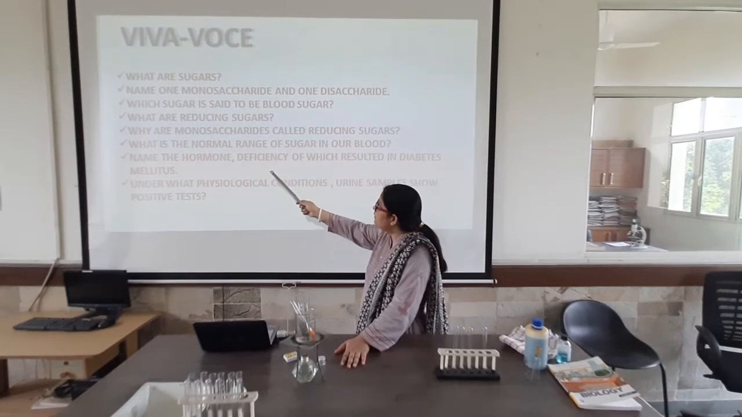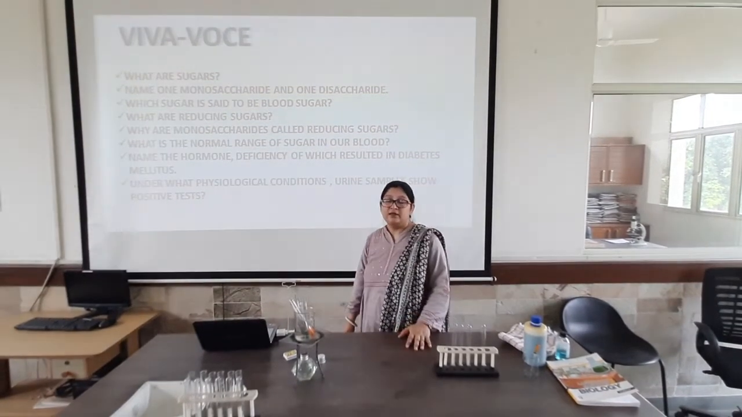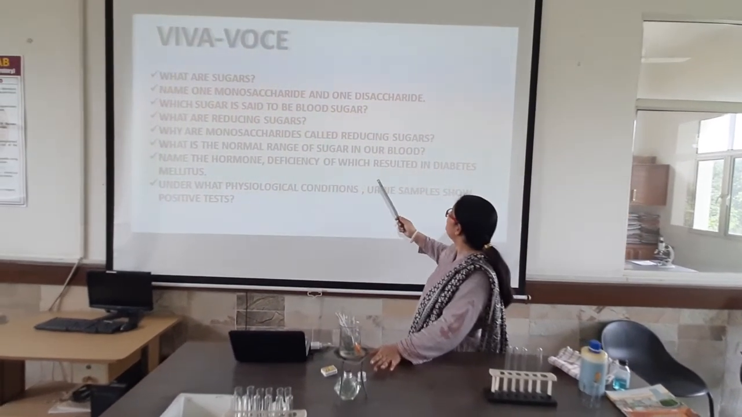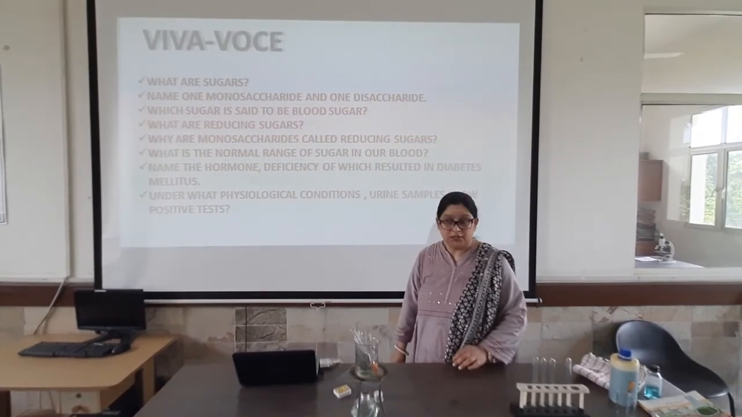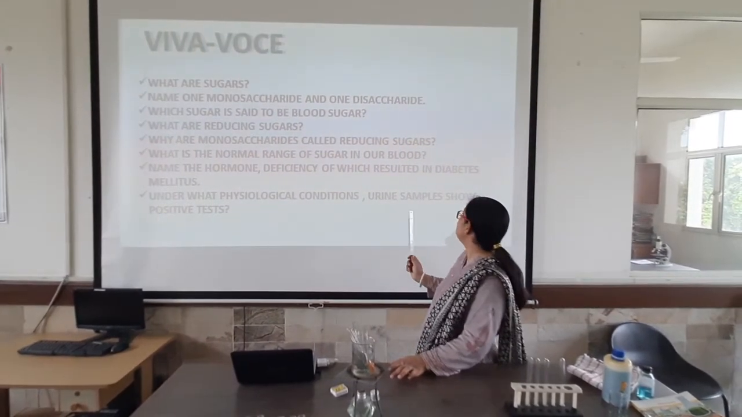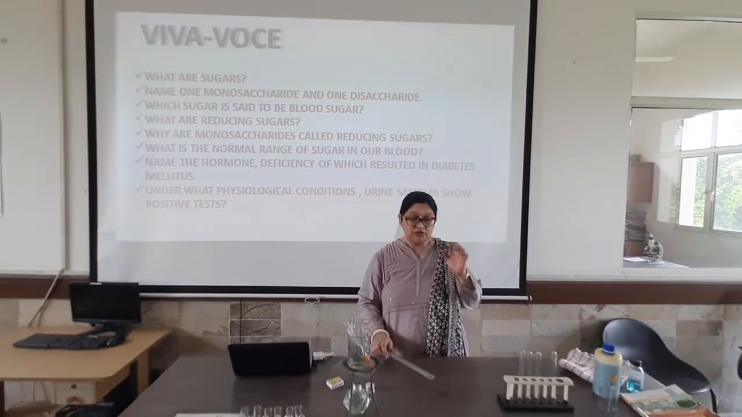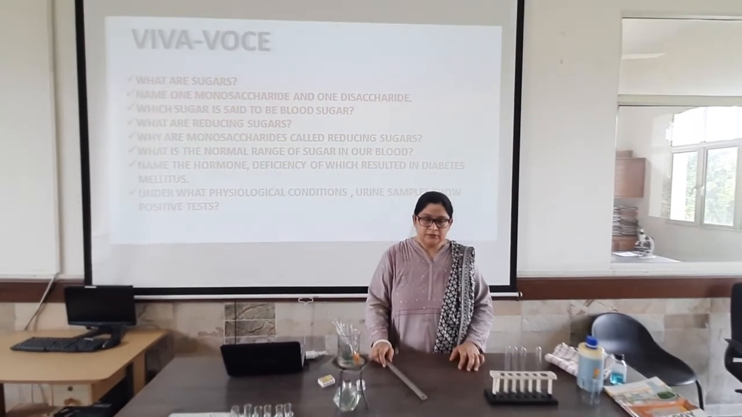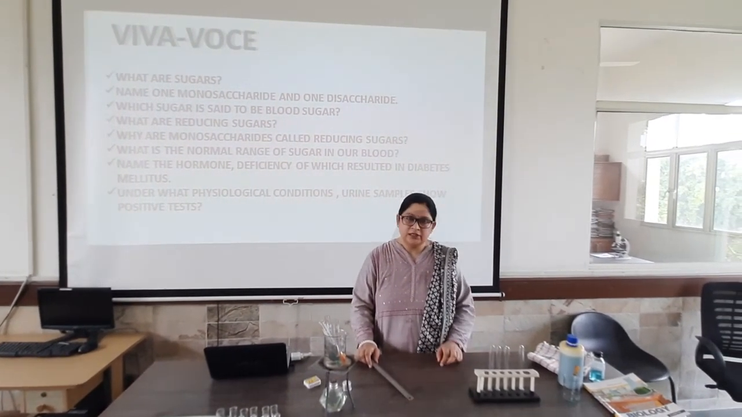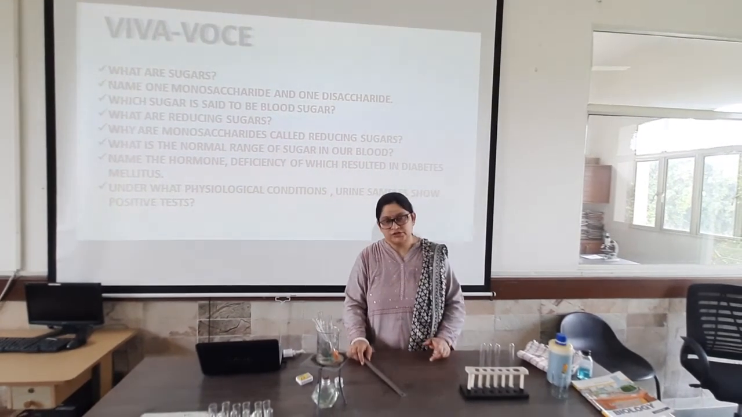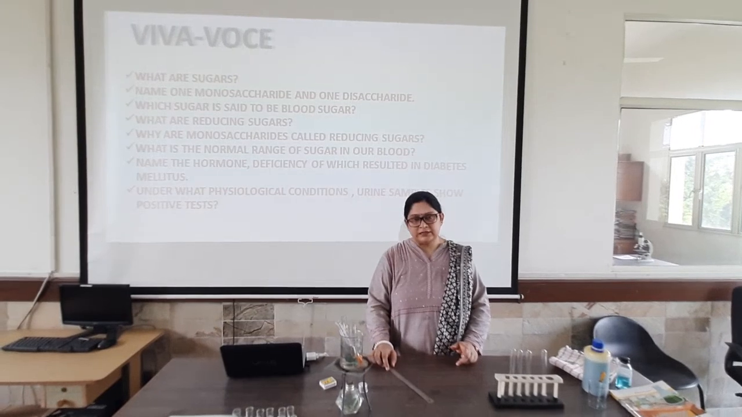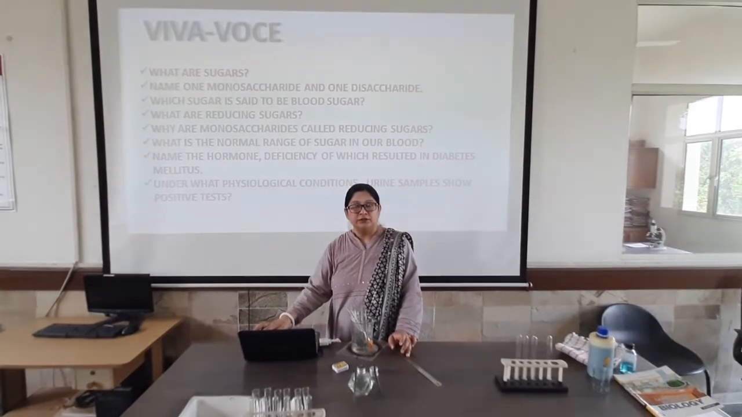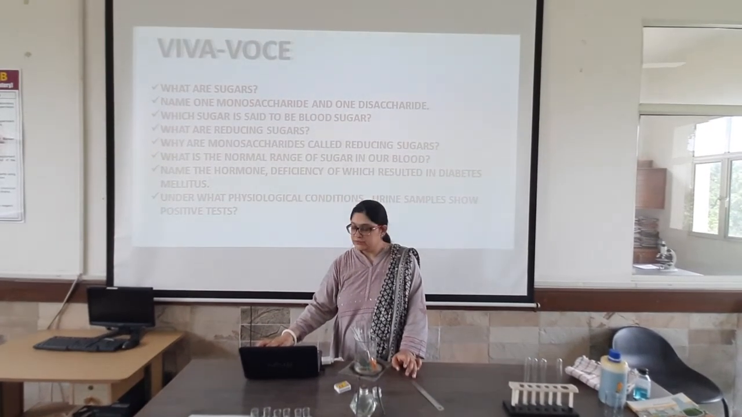Now here, what is the normal range of sugar in our blood? That is 180 mg per 100 ml of blood. Now name the hormone deficiency of which results in diabetes mellitus. It is insulin. And under what physiological condition do urine samples show a positive test? The physiological condition may be a high level of adrenaline hormone in the blood, or a high thyroxine level during pregnancy. And if we talk about pathological conditions, it is when insulin is not secreted by pancreatic cells. So in this way, students, urine samples show a glucose test.